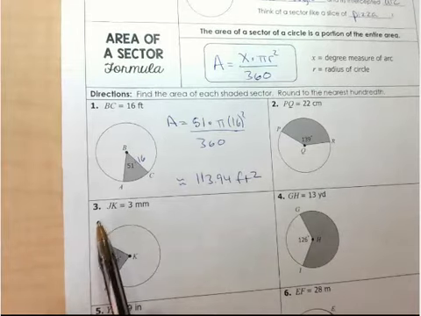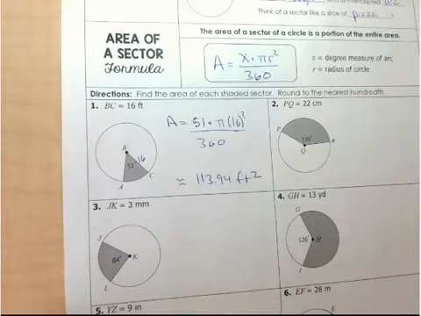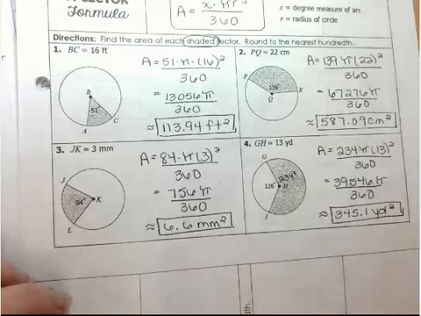Go ahead and do number 3. Pause the video and then we'll check it. You should have gotten 6.6 millimeters squared.